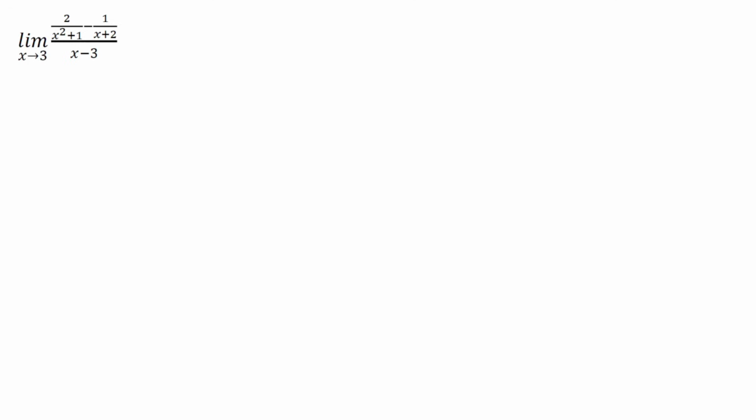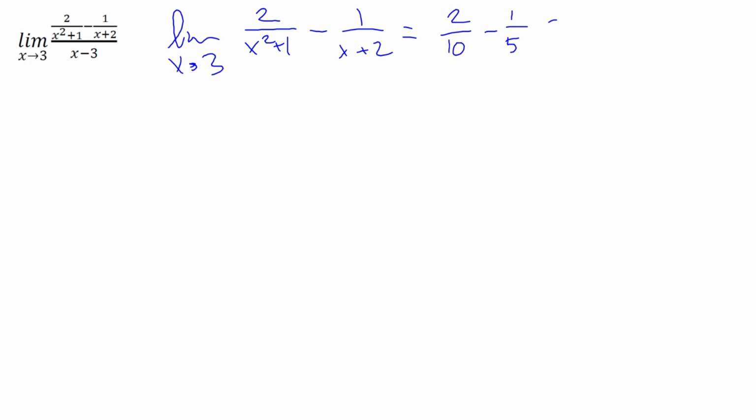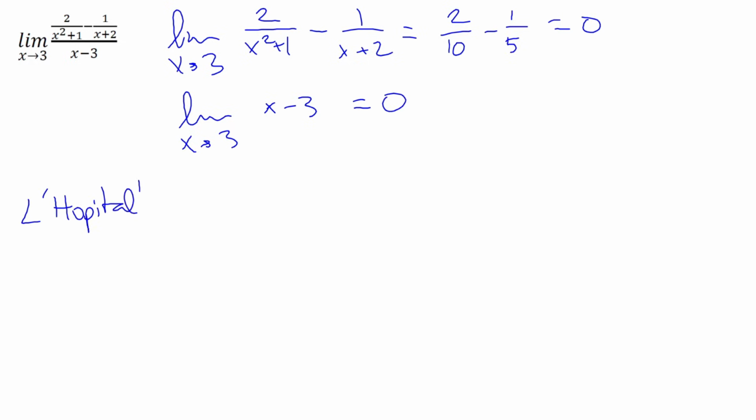For our next one here, I think maybe we'll try and just see if we can do this one using L'Hopital's rule. If we look at the limit as x approaches 3 of 2 over x squared plus 1 minus 1 over x plus 2, we can see that that is 2/10 minus 1/5, which is most definitely just 0. And if we do a limit as x approaches 3 of x minus 3, that is definitely 0. So just to show that we can do these complex fraction ones using L'Hopital's rule also, we'll do one.